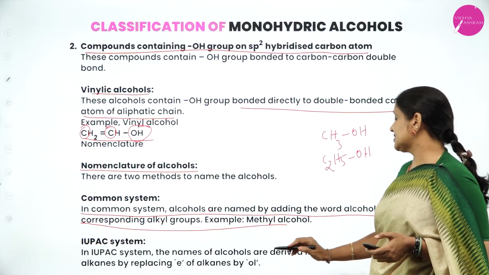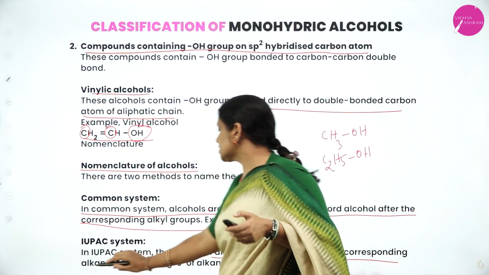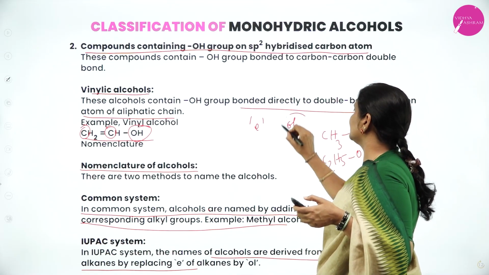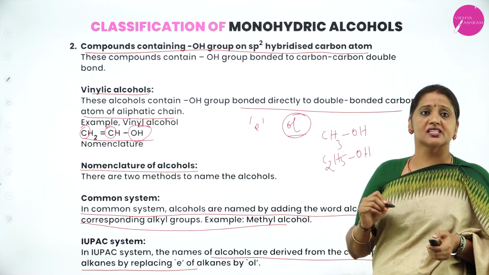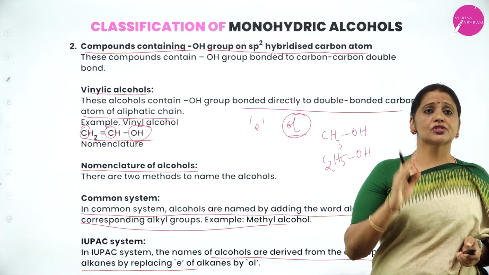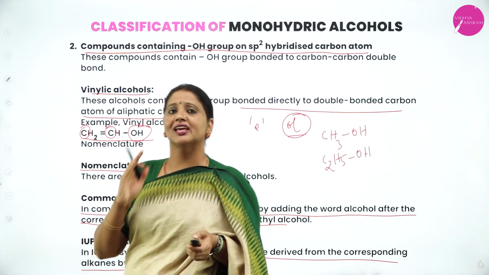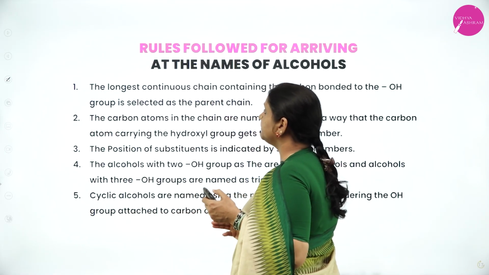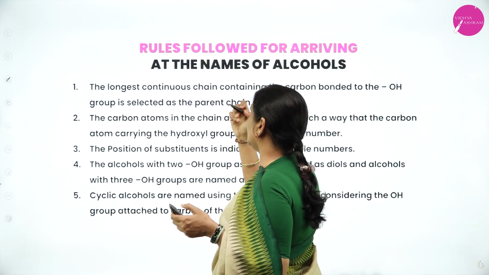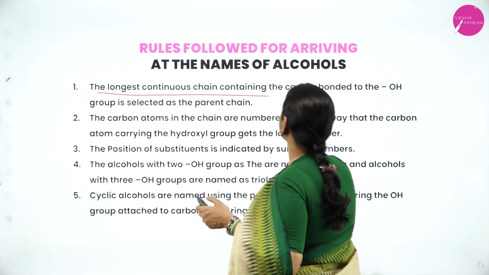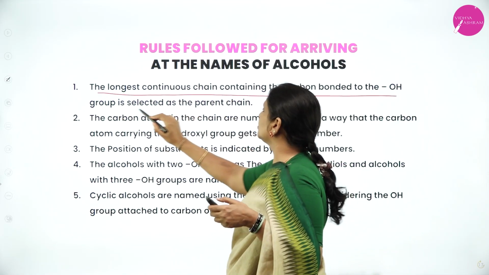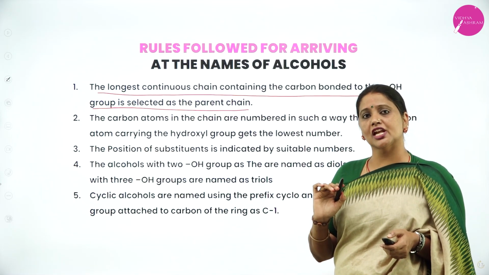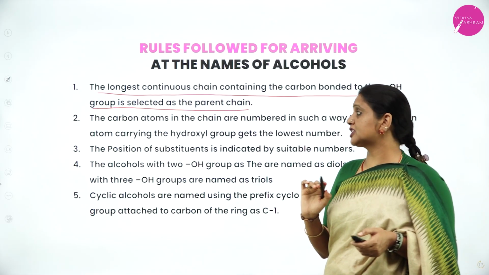But in the IUPAC system, alcohols are derived from the corresponding alkanes, replacing the E of alkane by OL. The suffix is OL. Any organic compound whose name ends with OL is called an alcohol. Now, how to name alcohols in IUPAC? The longest continuous chain containing the carbon bonded to the OH group is selected as the parent chain. First, you have to select the parent chain. In that parent chain, the OH group must be present.